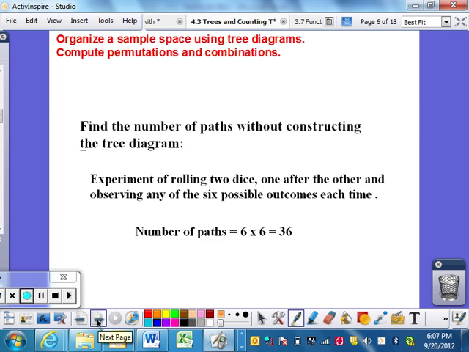Now another way to talk about this, finding the number of paths without actually doing the tree diagram, is simply multiplying out options. That's all it is, the multiplication rule. So if you're going to roll 2 dice, how many options do you have? Well, you have 6 options on the first die times 6 on the second die, so you have 36 total options.